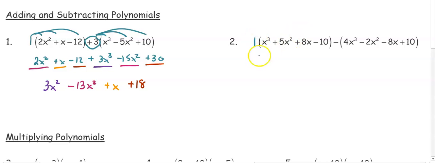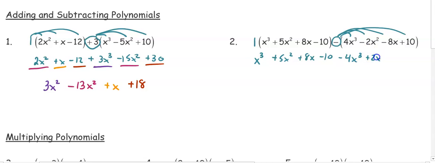Everything in the first parenthesis has a 1, so it stays the same. X cubed plus 5x squared plus 8x minus 10. The second parenthesis, there is a negative. So that's a negative 1, so it's going to switch signs. So if something was positive, it becomes negative. If something was negative, it becomes positive. So we have minus 4x cubed plus 2x squared plus 8x minus 10.